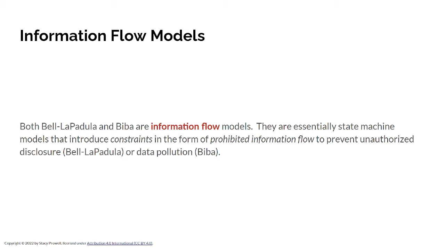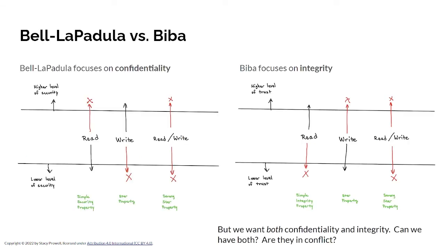These are both information flow models. They are essentially state machine models, in fact, explicitly state machine models. And they introduce constraints where they say, you can't do this. The constraints are negative constraints. They say, you're not allowed to do this. And they are there to prevent unauthorized disclosure in the Bell-LaPadula model or data pollution in the Biba model. And here they are side by side.